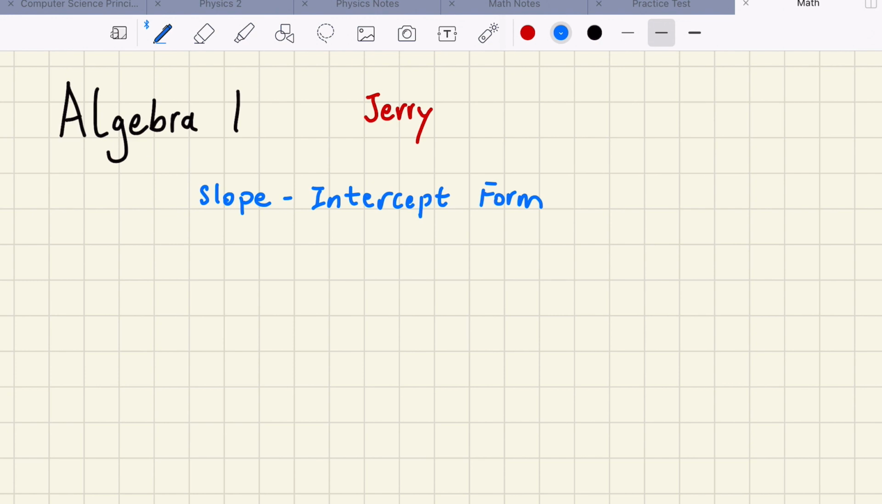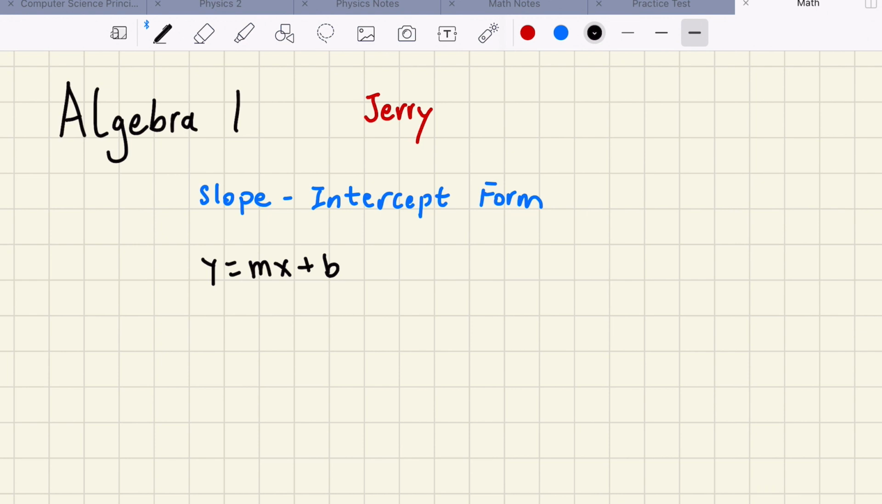Today I'm going to be teaching you about an important concept in Algebra 1 called slope-intercept form. We have learned various topics about slope before, but we have not learned what specifically slope-intercept form is. Basically, slope-intercept form is a specific form of linear equations, and it has the following structure: y equals mx plus b.